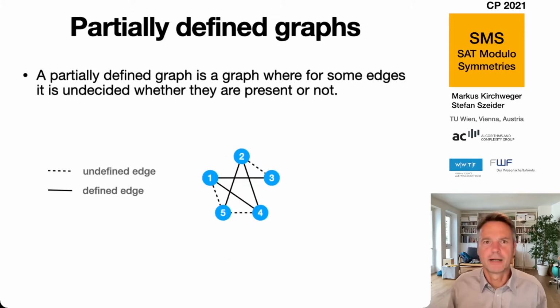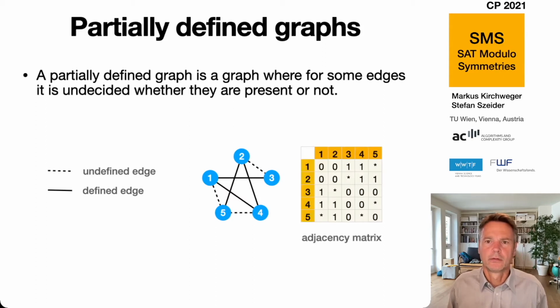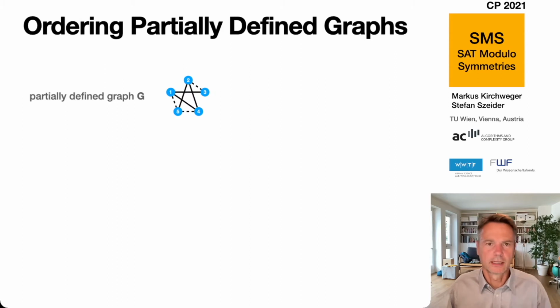Now, I mentioned partially defined graphs. This is a new notion of our paper. This is a graph where, for some edges, it's undefined whether the edge is there or not. We can draw such a graph by using dotted edges to indicate undefined edges. We can also look at the adjacency matrix, where an undefined edge is represented by a star. Let's again look at this partially defined graph G.